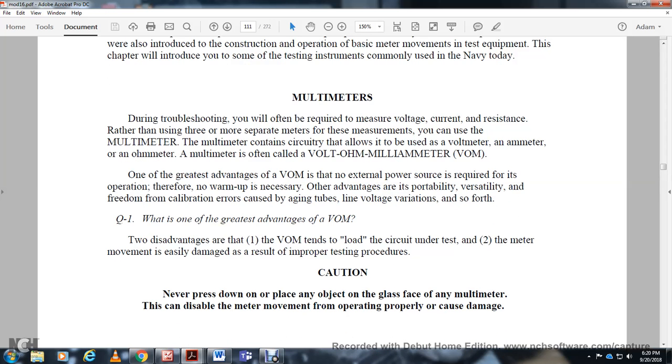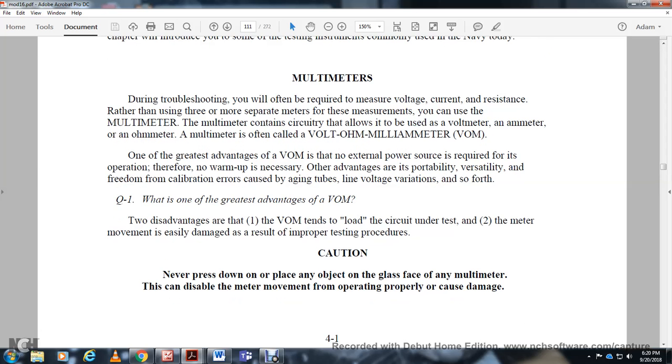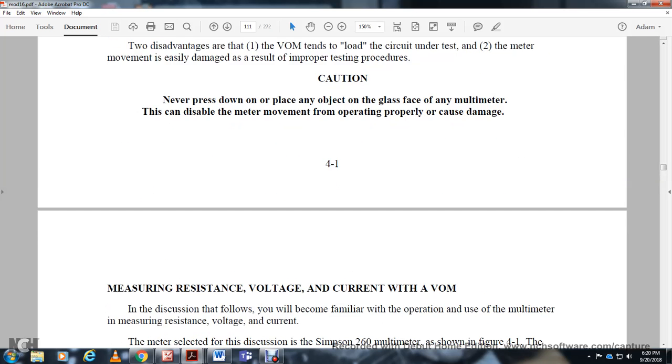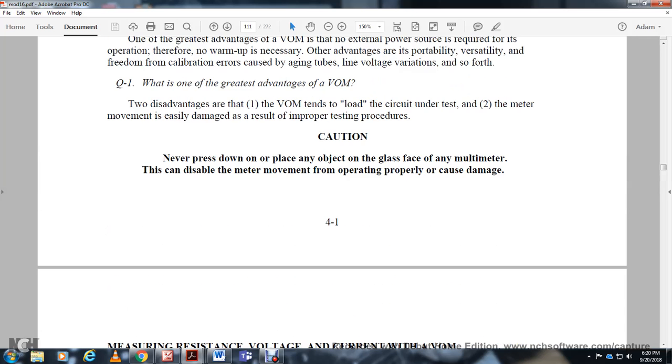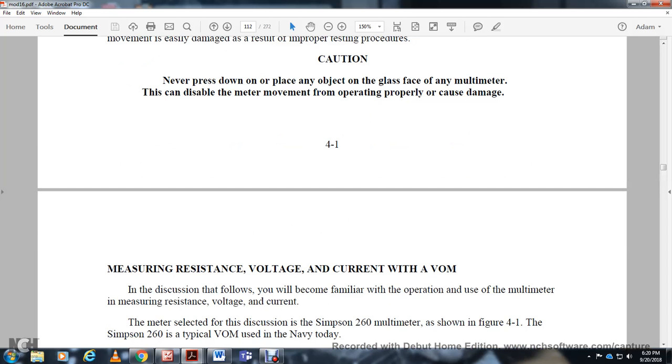Caution: never press down on or place any object on the glass plate of the multimeter, as it can keep the meter movement from operating properly or damage it. Measuring resistance, voltage, and current with the milliammeter. In this discussion, you will become familiar with the operation of the multimeter in measuring resistance, voltage, and current.